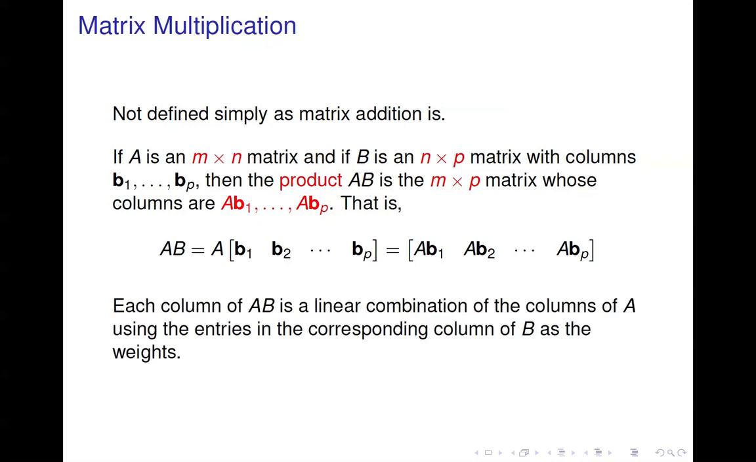So notice that each column of the product, each column of AB, is of the form A times B1 or A times B2, and we know that when we compute A times some column, we are taking a linear combination of the columns of A using the entries in the vector as the weights. So to get the first column of A times B, we're taking a linear combination of the columns of A using the first column of B as the weights. To get the second column, another linear combination of the columns of A using the entries in the second column of B as the weights, and so forth.